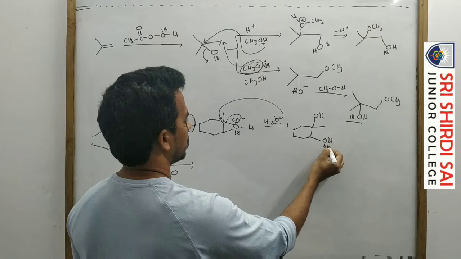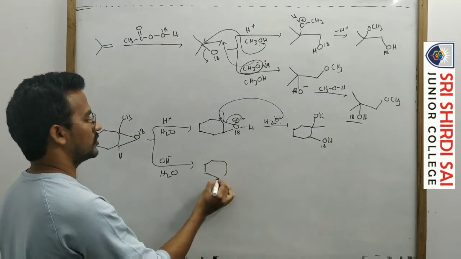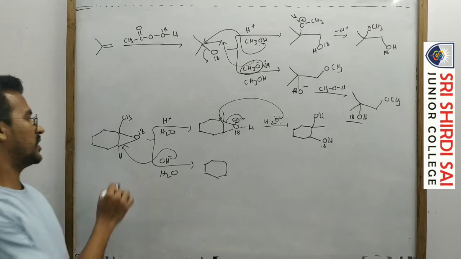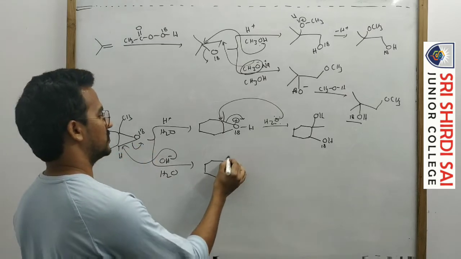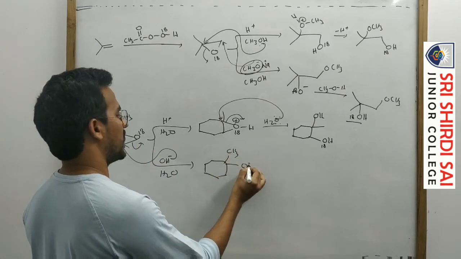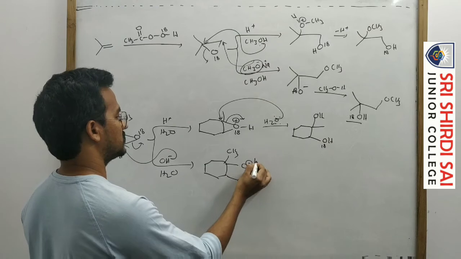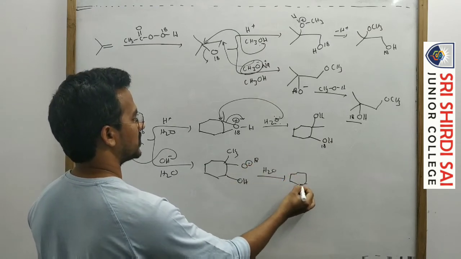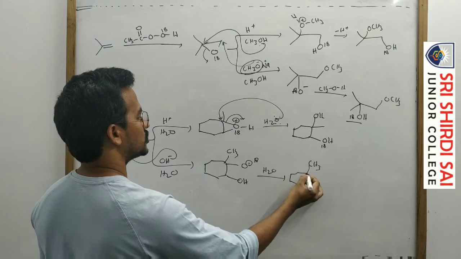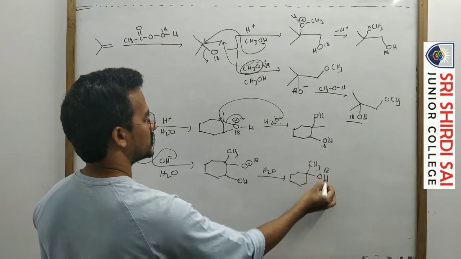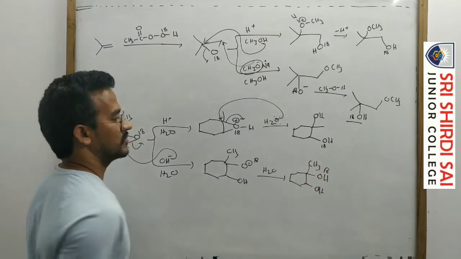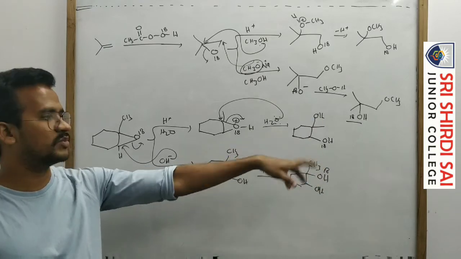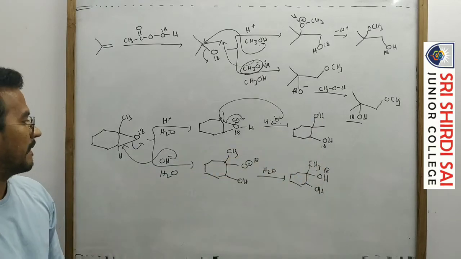So here O18. Now in case of the basic medium, the nucleophile attacks the less substituted carbon, and then the carbon-oxygen bond breaks. So here CH3O minus and this one H, followed by protonation. That means it accepts the proton from the H2O, giving OH18 and OH. Okay, so that's just the difference in the OH18 position.